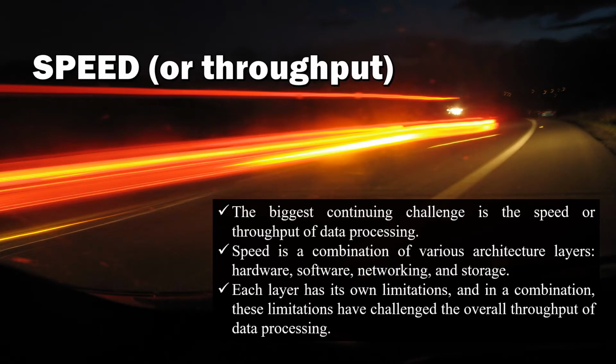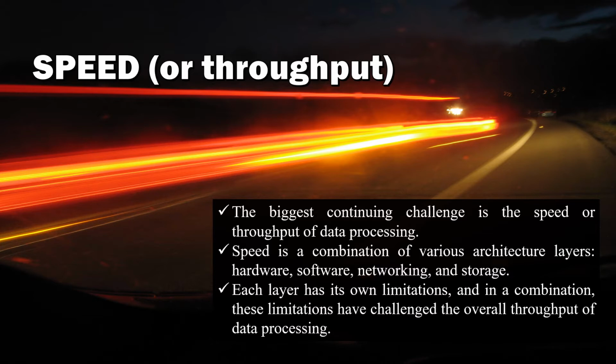Okay, lastly is speed or throughput. Speed is the biggest continuing challenge in data processing. Speed is a combination of various architecture layers: hardware, software, networking, and storage. It is not only one. It involves this whole combination of architecture. Each layer has its own limitation.